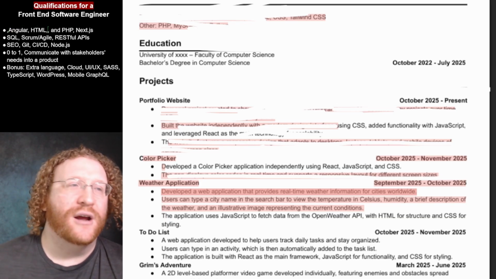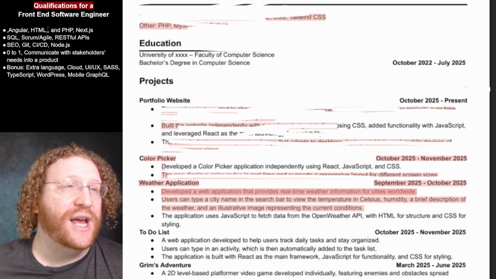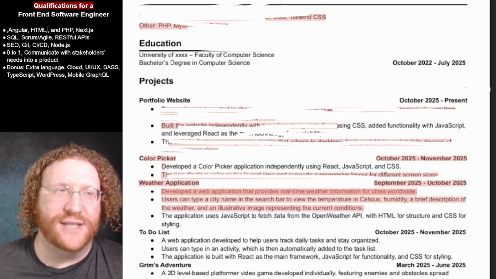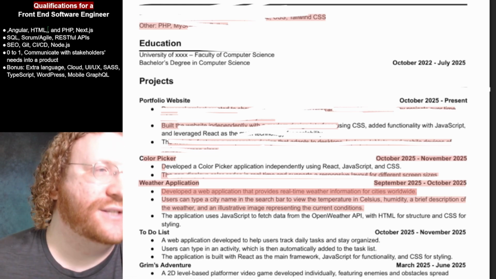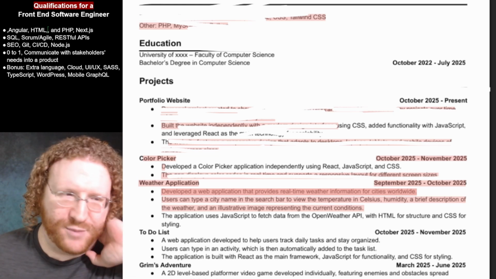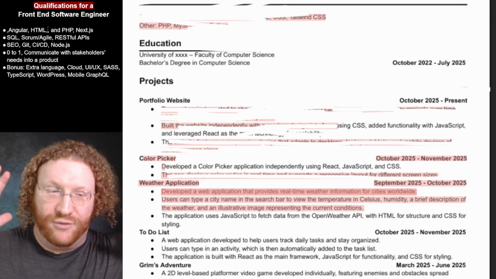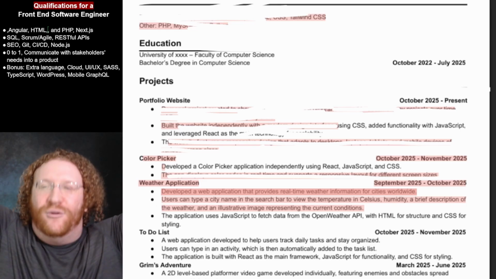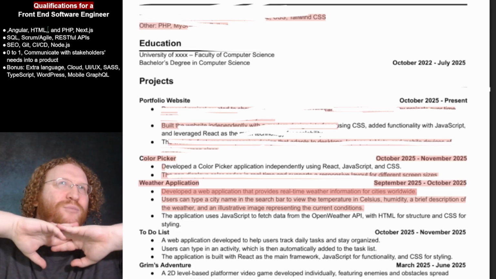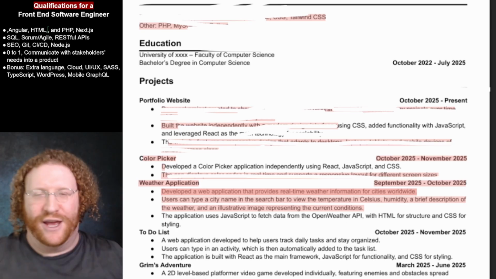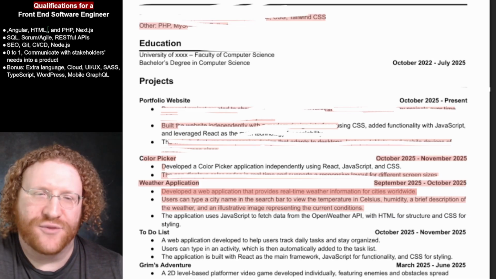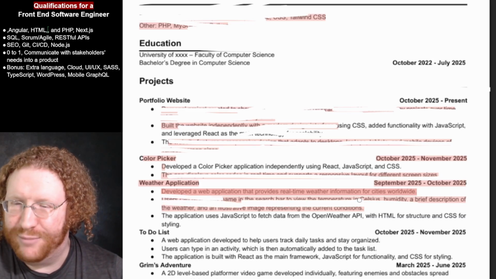Where's the Angular? Where's the PHP, the Next.js, the SQL, the Scrum, the Agile, RESTful API, the SEO, the Git, the CI/CD, the Node.js, the 0 to 1, the communication with stakeholders? And before you ask, I am aware that PHP is not a front-end language, but front-end roles require PHP. I don't make the rules. I can just tell you what they are. So take that up with every single company that's doing it. So yeah, this does not work because this resume is almost completely blank.